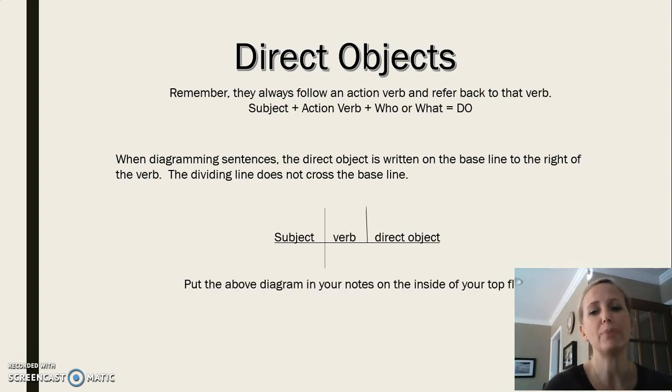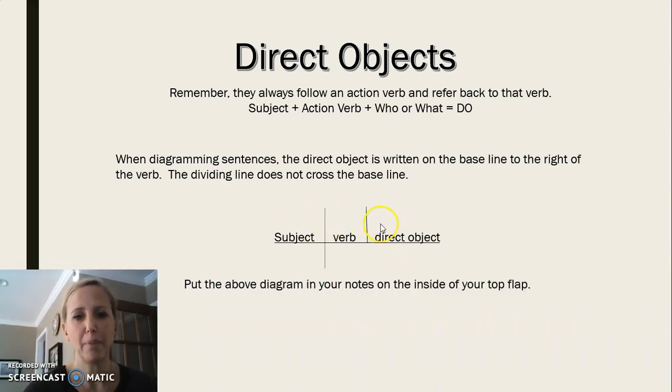Remember that a direct object always follows an action verb. It does not follow a linking verb, and it refers back to that verb. You don't actually have to write any of this. So subject plus action verb plus who or what equals the direct object. And then you can see right here, the subject and the verb, the line goes all the way through, and the direct object stops right there. And it should be completely perpendicular. I think mine's a little bit crooked. So this diagram right here should go on the inside top flap of your foldable. So please put that there, and then you can move on.